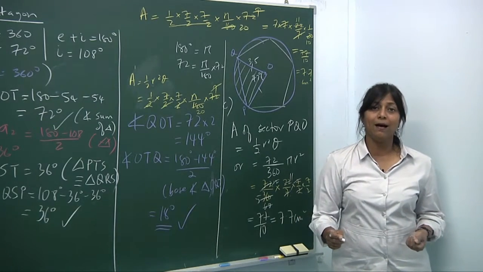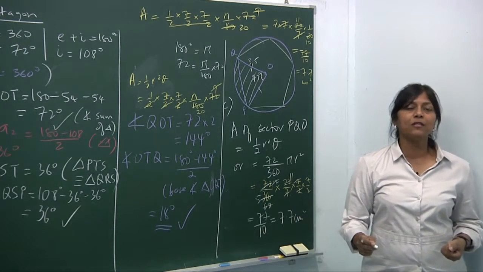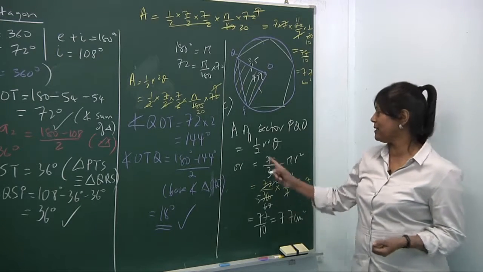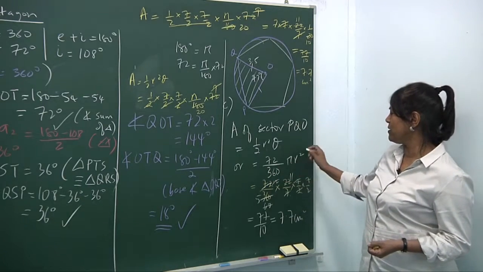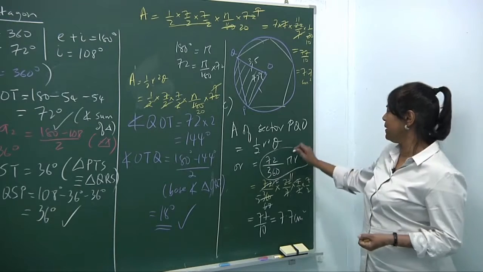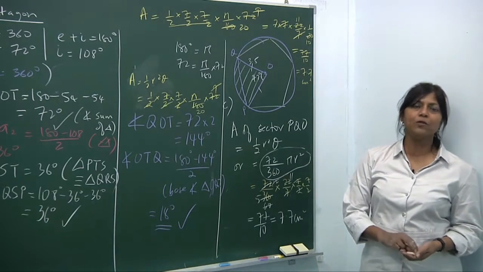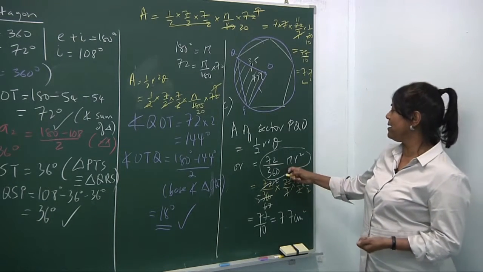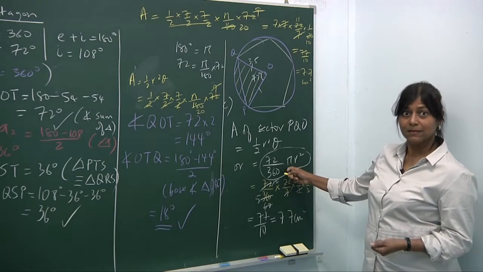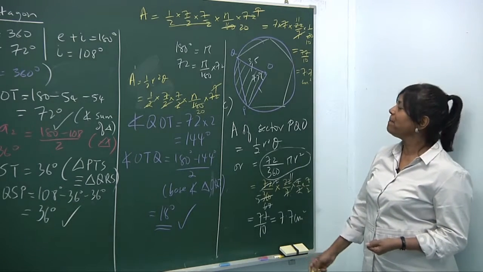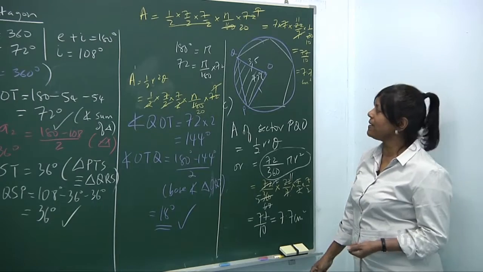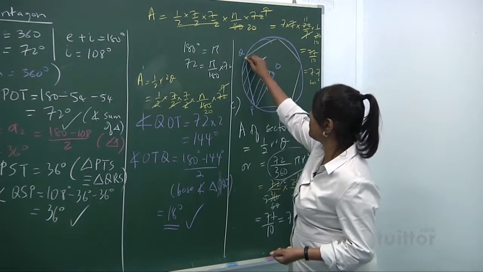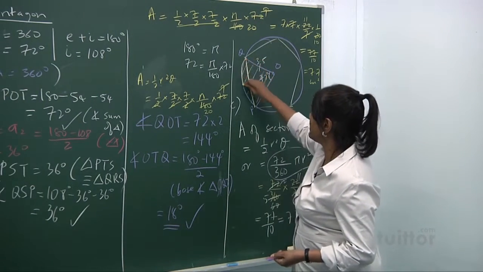Ooh la la. So do not panic if you've forgotten the formula of half r squared theta. We could also use this fraction, a very simple logical concept of how to find the area of this sector. Alright? Now the next thing they want to find is the area of this shaded region. How do you find the area of the shaded region?